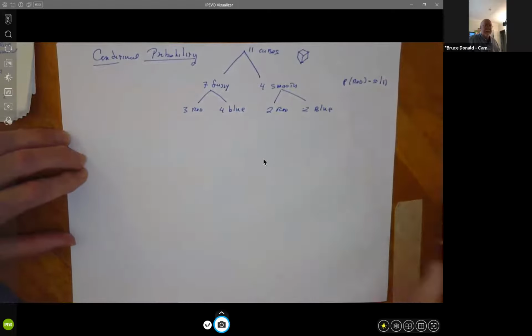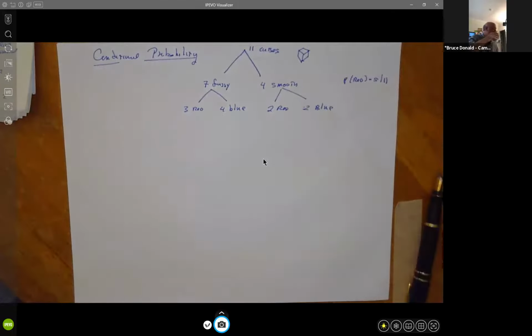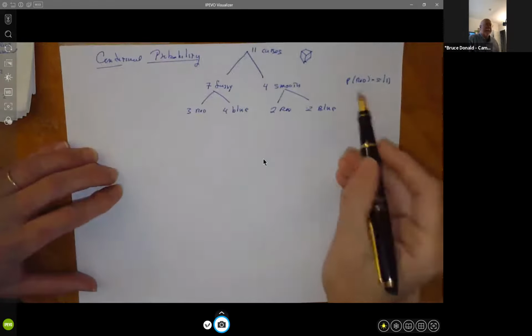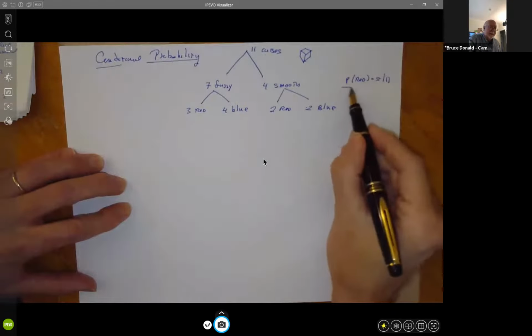So here's what happens in our random experiment, which has a couple of parts. Note that before we started the experiment, before we reached into the bag or did any measurements, the probability of getting a red cube at random is 5/11ths, right?